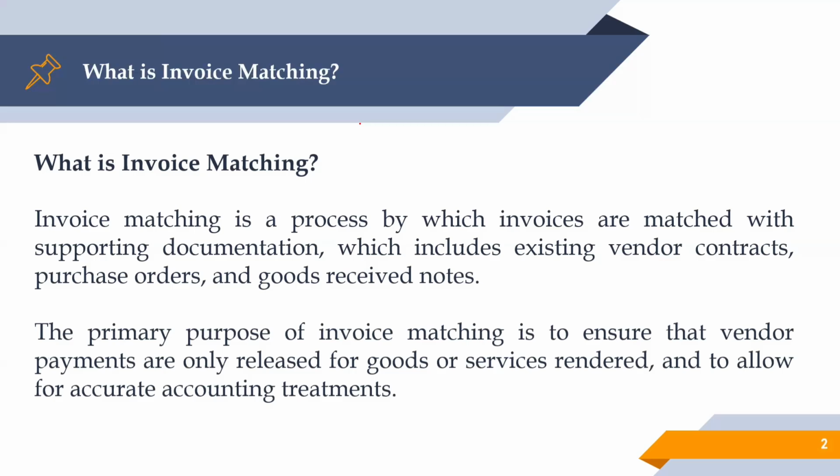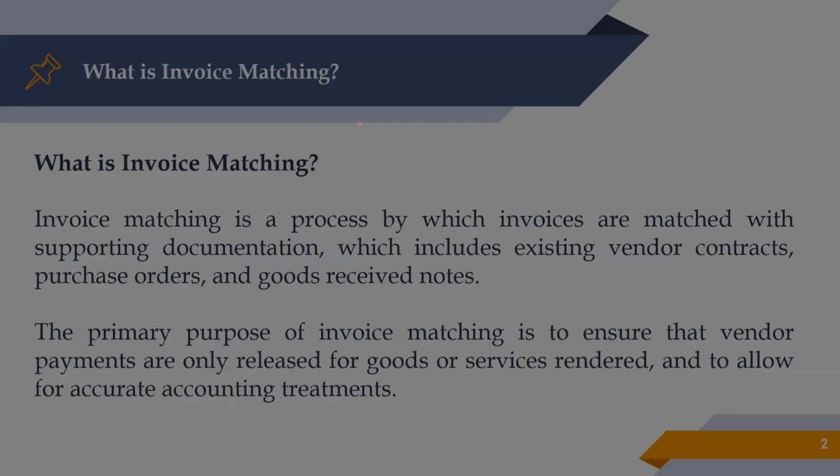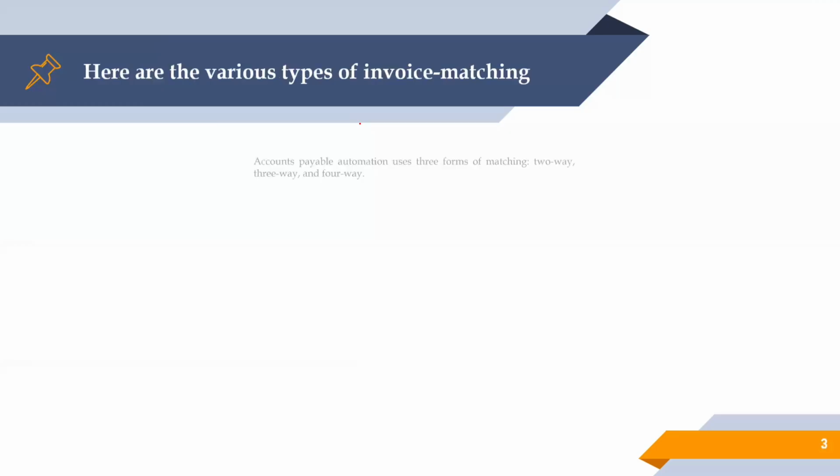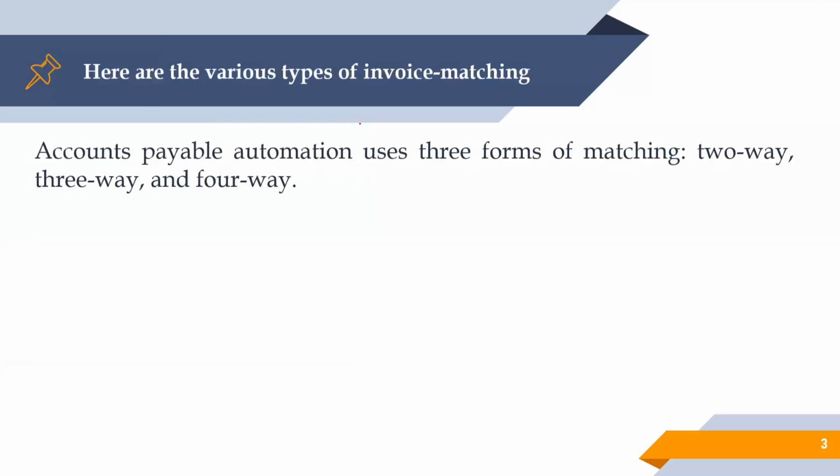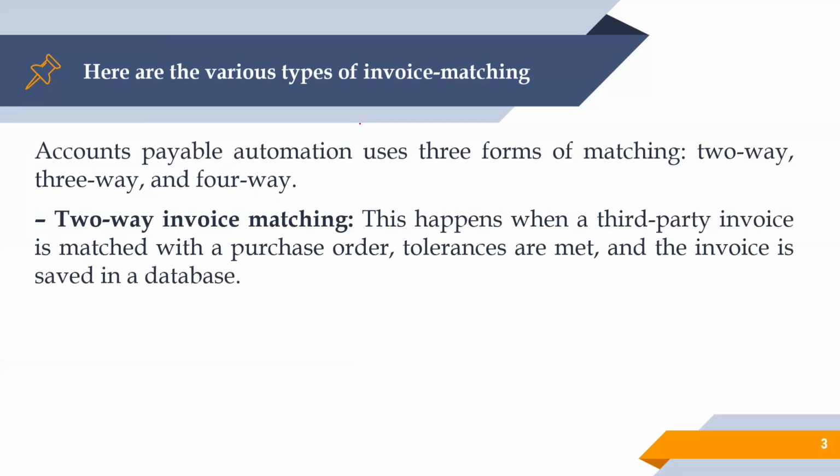The primary purpose of invoice matching is to ensure that vendor payments are only raised for the goods or services rendered, and to allow for accurate accounting treatment. That's the intention. Next, here are the various types of invoice matching. Accounts payable automation uses three forms of matching: two-way, three-way, and four-way. Now, the two-way invoice matching, what is meant by that?